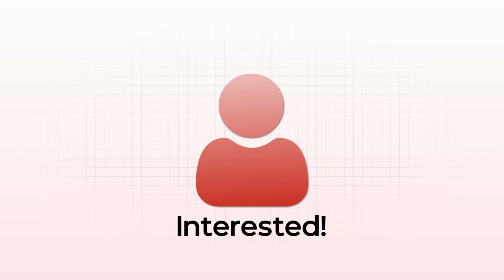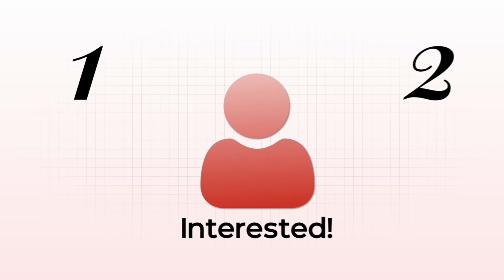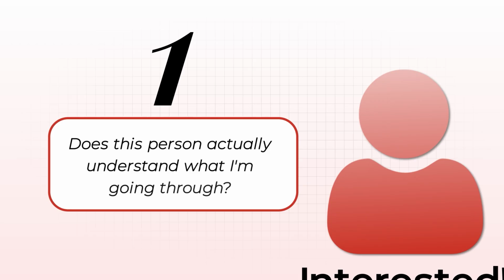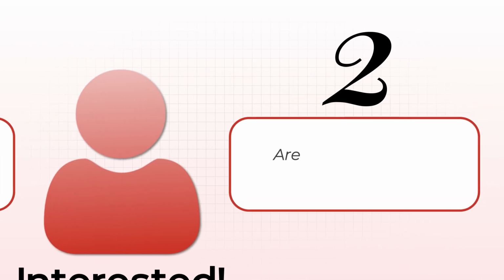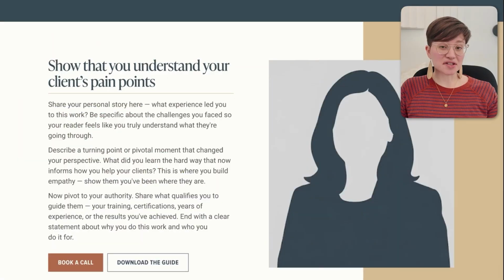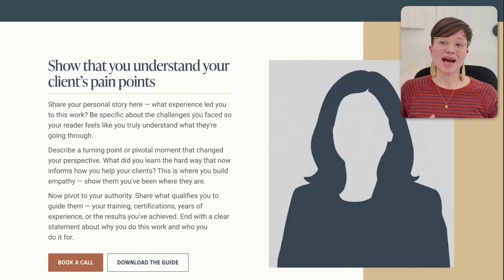Now, at this point, your visitor is probably interested, but they have 2 questions running through their mind. First, does this person actually understand what I'm going through? And B, are they actually qualified to help me? This section seeks to answer both of those questions, and we call it the empathy and authority section. First, you show empathy. You validate what they're feeling. You show that you understand their pain points and that you're actively listening. And then you pivot to authority. You mention your training and experience that actually makes you qualified to help with this topic.